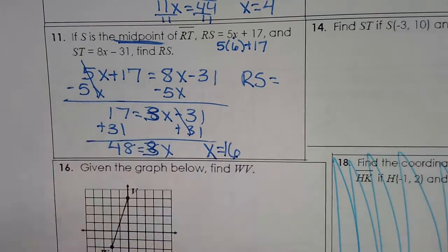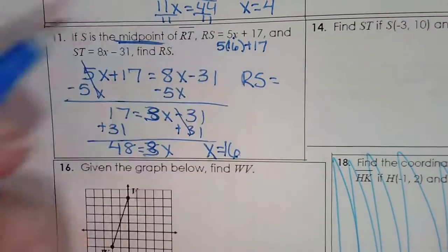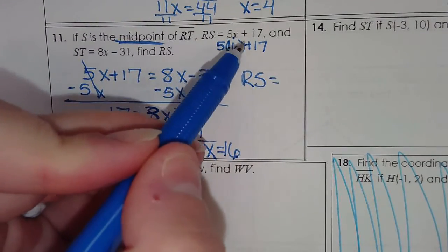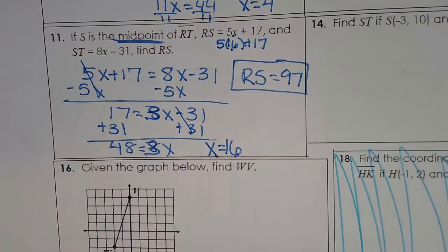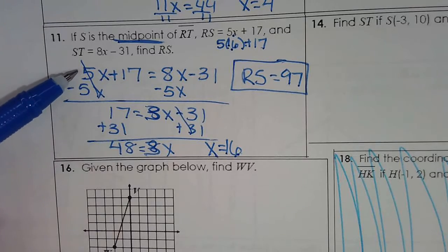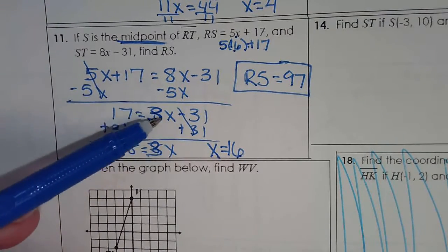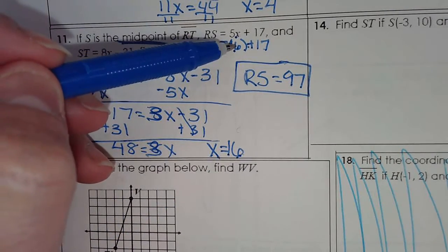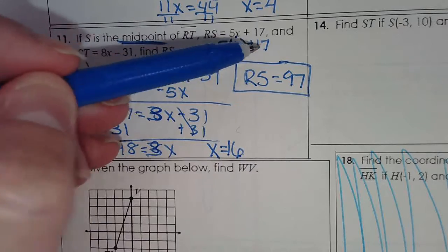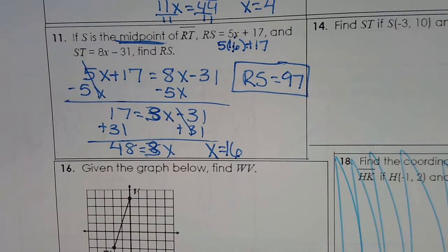So this should be 16. Take the 16 and plug it in. 5 times 16 plus 17 is 97. Thank you. I put 8 minus 5, but I didn't actually subtract it. So setting it up, because it's a midpoint, they are equal to each other. Go through, actually do the subtraction there. Divide by 3, you get x equals 16. And then when you do 5 times 16, which is 80, 80 plus 17 is 97 for that length of RS.